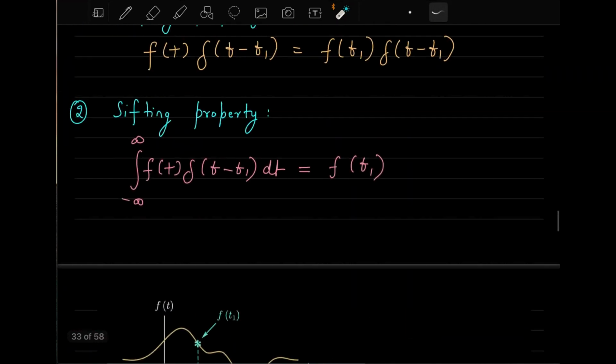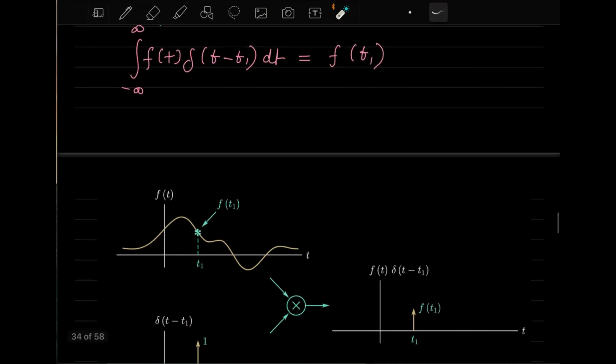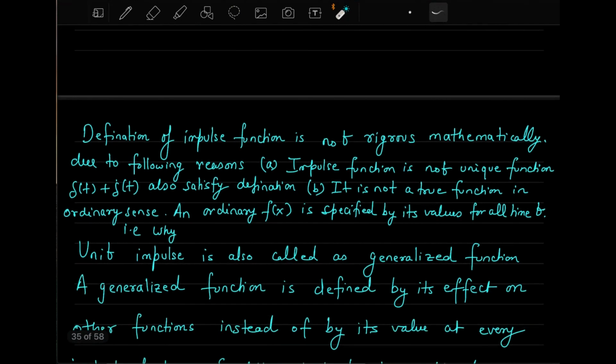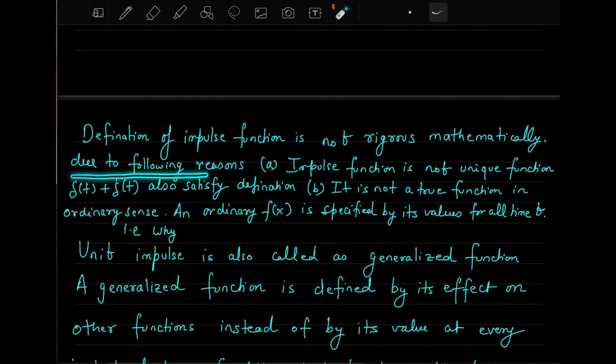just before going there to prove this shifting property, let me give you some further details about this impulse function. The definition of the impulse function is not mathematically rigorous. Actually, it's not a function that we normally find in mathematics.